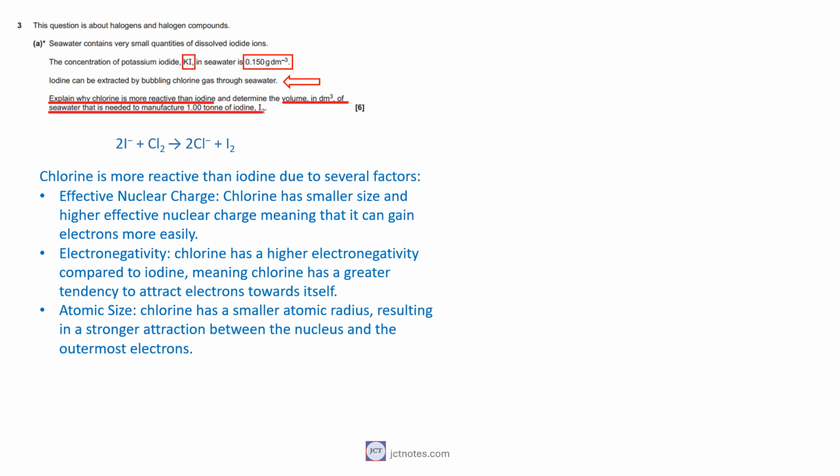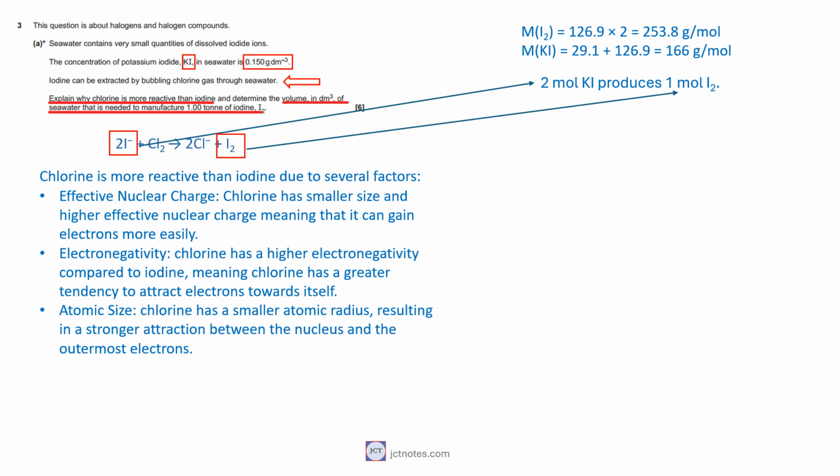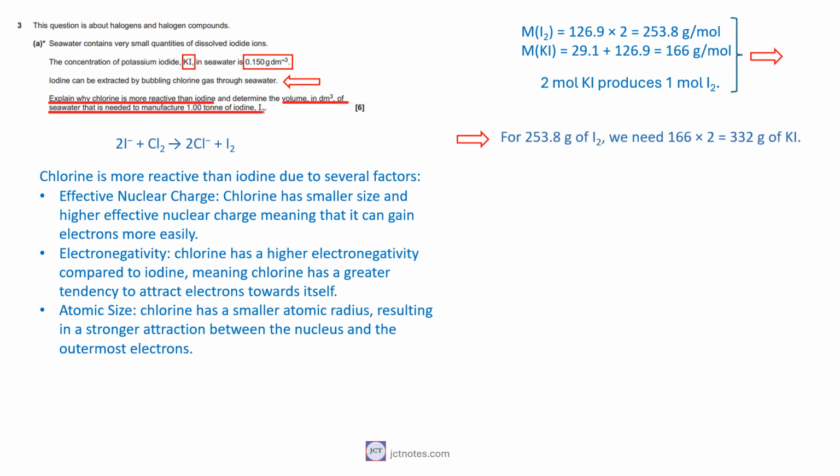The calculation of the volume of seawater needed to produce 1 ton of iodine involves a chain of unit conversions and mole proportions. There are different ways to solve this problem. My first step is to calculate the molar masses of iodine, 253.8 grams per mole, and potassium iodide, 166 grams per mole. From the stoichiometry of the reaction, we have that 2 moles of potassium iodide produce 1 mole of iodine. With the use of the molecular mass, this translates to: to obtain 253.8 grams of iodine we need 332 grams of potassium iodide.